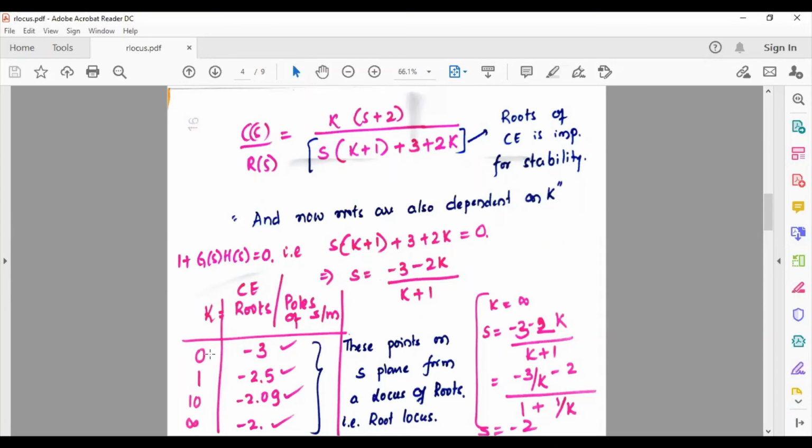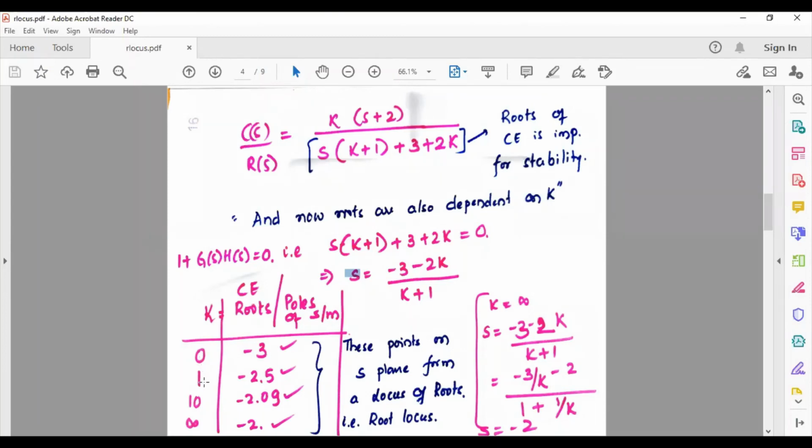So when k is 0, when speed is 0, my root is minus 3 minus 2 into 0 divided by 0 plus 1, which is equal to minus 3. So minus 3 lies in the left half of the S plane. So you have designed some very nice bicycle that even if you don't ride it, you can easily balance, control or make it stable at k equal to 0. Imagine some cycle for which if 0 is the speed, the root of that bicycle lies in the left half of the S plane at minus 3 and it is stable. You can easily control it.